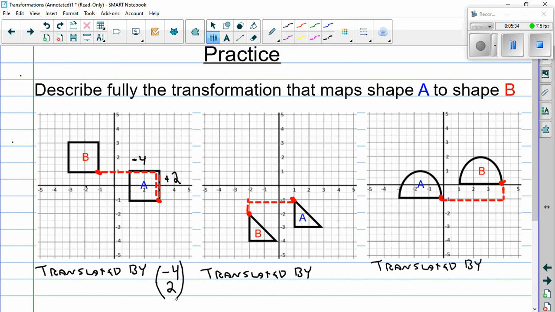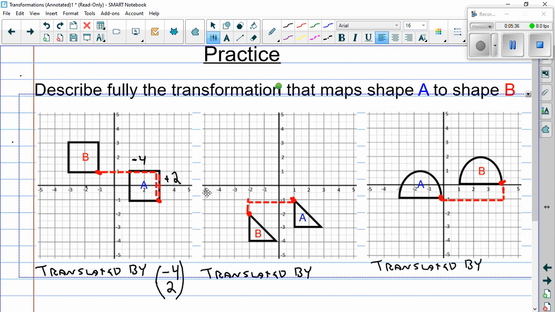This one, we're starting at A. We're going 1, 2, 3 in our negative X direction, and we're going -1 down. And then lastly, we're going 1, 2, 3, 4 in our positive X direction, and 1 in our positive Y direction.